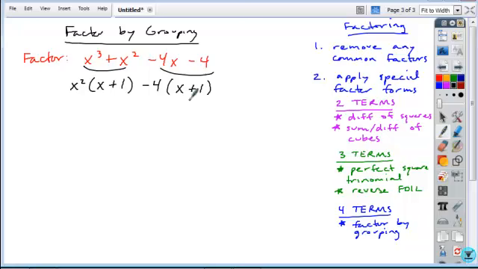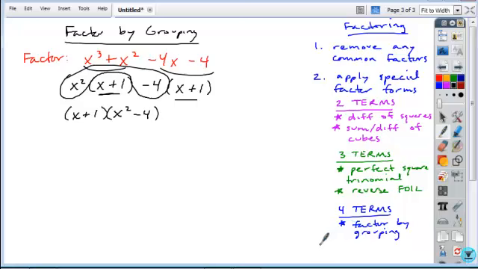Once you get to this point, what you should notice is your binomial factors should be identical. If they're not, then it doesn't factor, or you've done something wrong. If they are, which in this case they are, remove those as their own set of common binomial factors, and then whatever's left inside becomes the 2 terms of your other binomial factor. So x squared minus 4 becomes the other binomial factor.